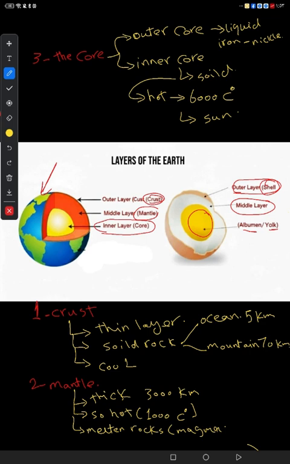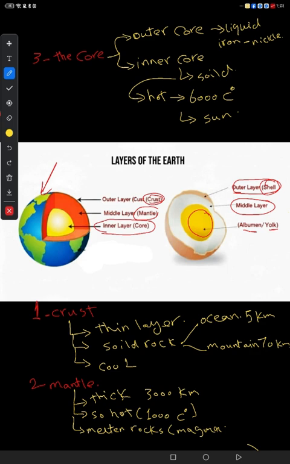The second layer of our earth is the mantle. The mantle is the thickest layer. It is about 3000 kilometers deep, and it is so hot that some rocks melt into a thick liquid called magma. This magma moves slowly like a heavy syrup or liquid chocolate. Its temperature is high. It is about 1000 Celsius degrees.